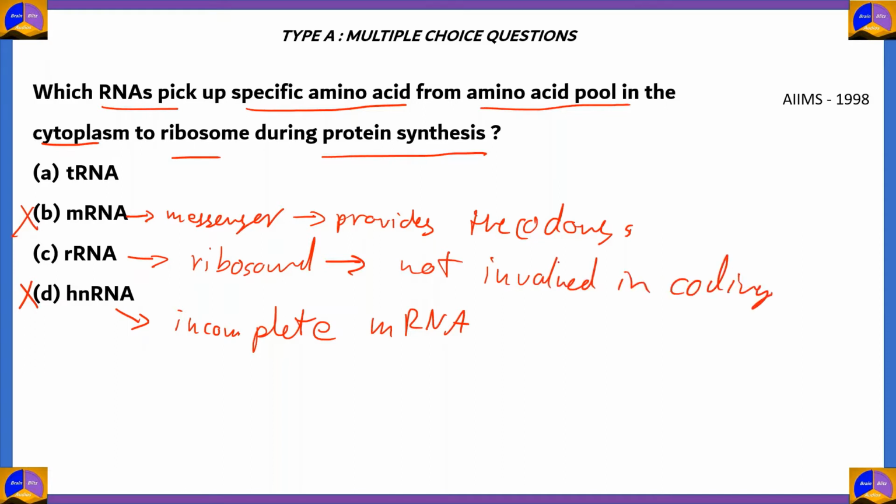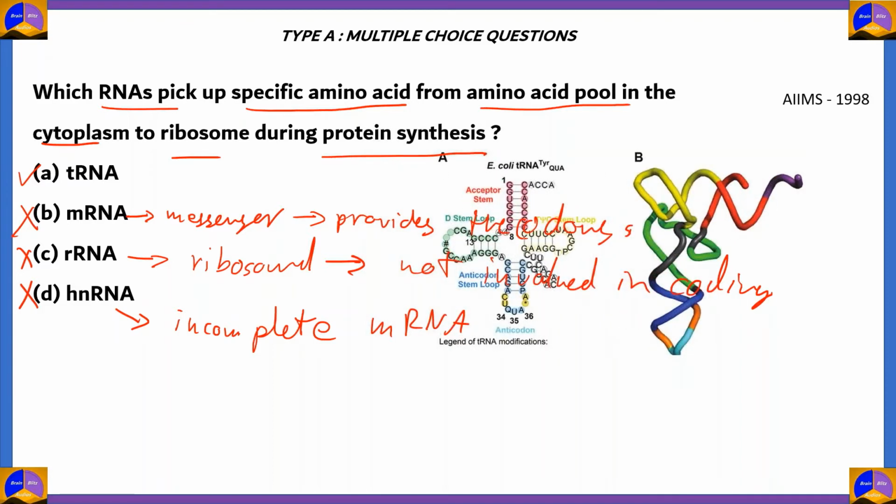That only leaves us with one kind of RNA, that is tRNA, which is the right option. If you remember, the structure of tRNA is a loopy shape in 2D form and an inverted L in 3D form. tRNA has a 3' end. At this 3' end, it picks up the amino acid and then forms the polypeptide as the ribosomes move along. So therefore, tRNA is the right option.